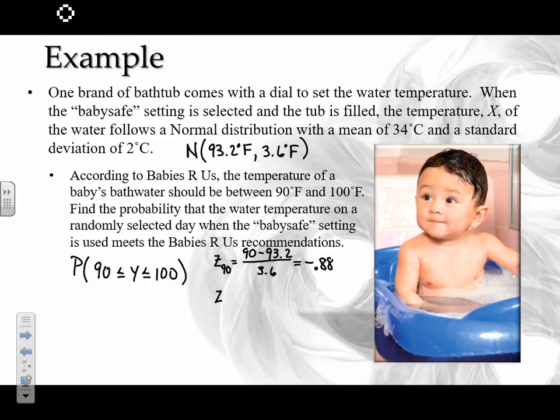Then we need the z-score for 100 degrees. So we take 100 minus 93.2, all divided by 3.6. And we get 1.88. Okay, so first step in calculating our probability is take our values and standardize them. Once we have our z-scores, what would we need to do next?